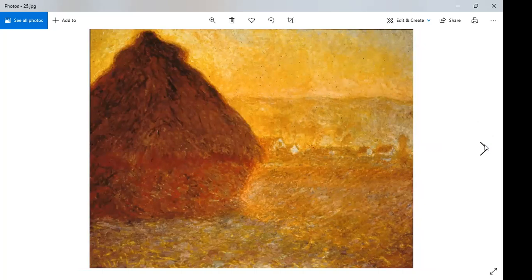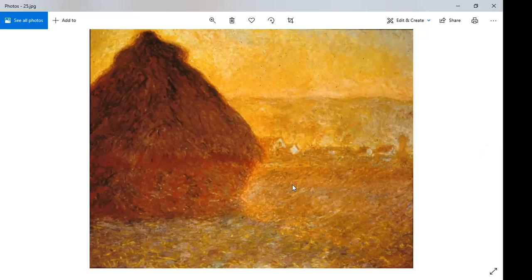And we see this is, again, a haystack. It's his haystack series. He did over 24 of these. And so this one is Morning Light, Summer Effect. This is in the summer. It should be obvious.